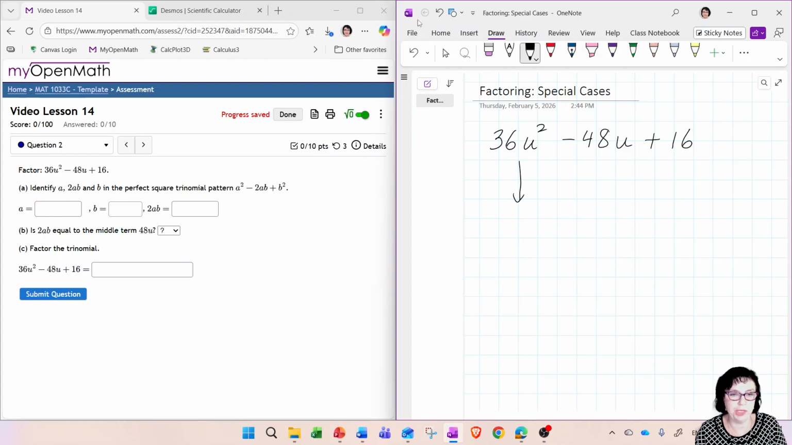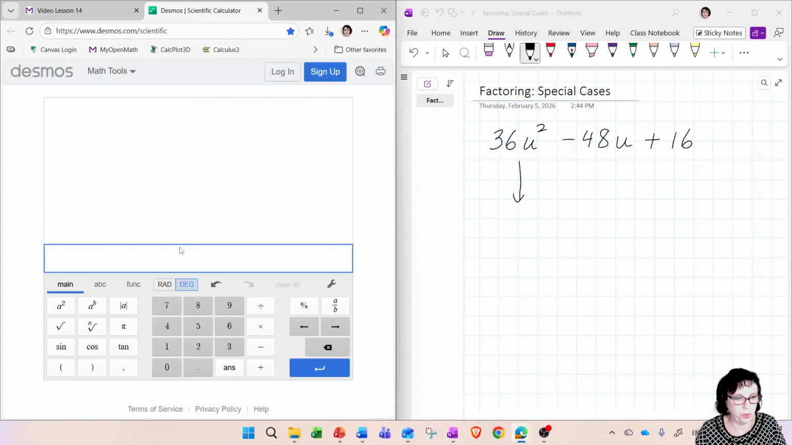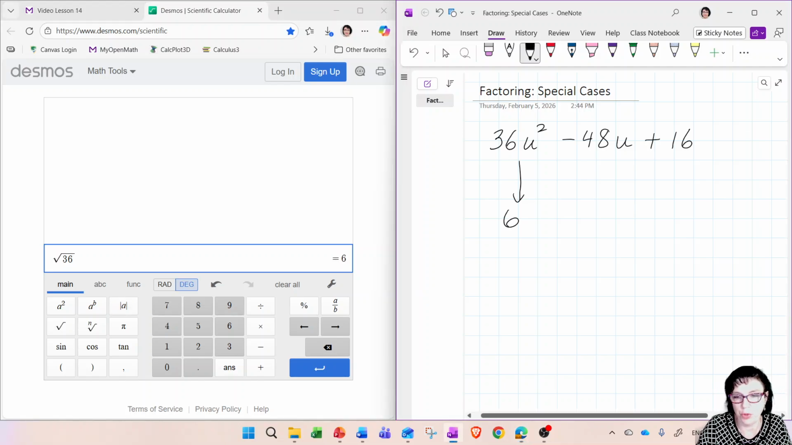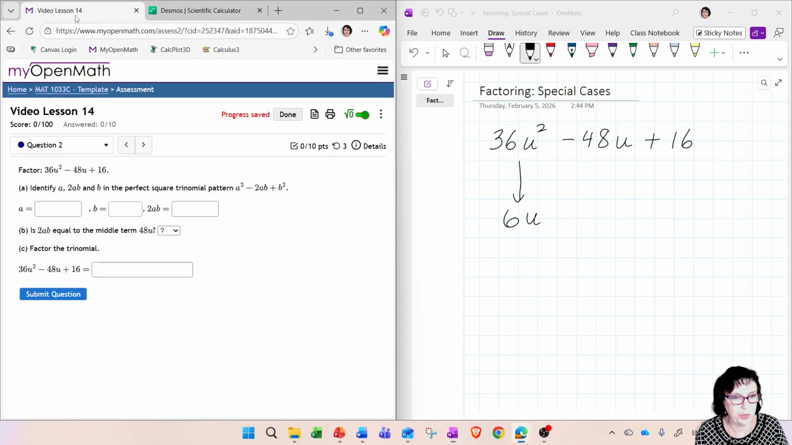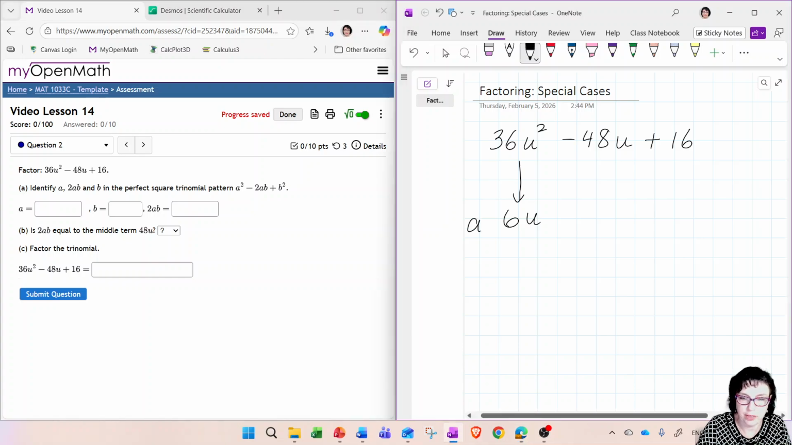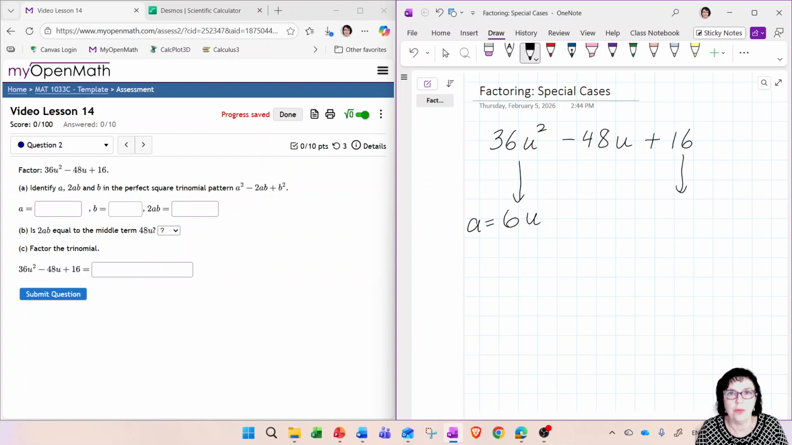Well, what is 36 a square of? If you do not know, we just use a calculator and take the square root of 36, and that tells us that's 6. And of course, u squared is a square of u. The first term, which we call a, we now identified, and that's 6u. Okay, for the second term, 16, what is that a square of? Well, that would be 4. Okay, so we put that.